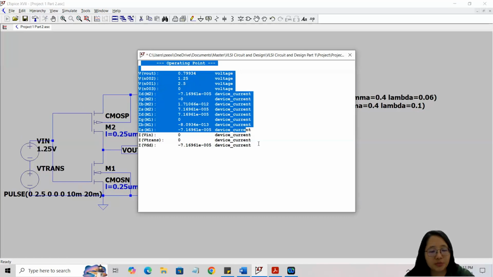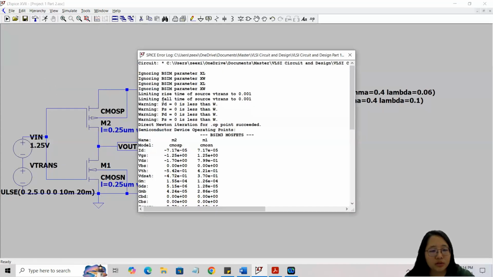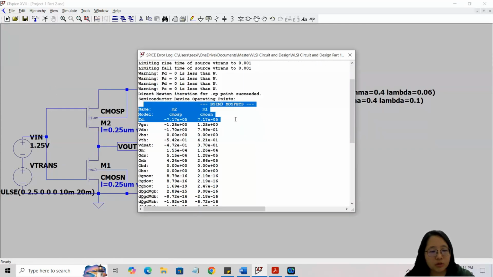This one is the operating point for TSMC SCN025, and this one is the Vout. Then this one is the SPICE error log, where I can find ID, VGS, and VDS for PMOS and NMOS, and then find the operating region for M1 and M2.